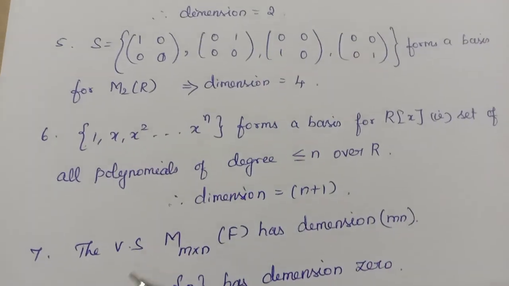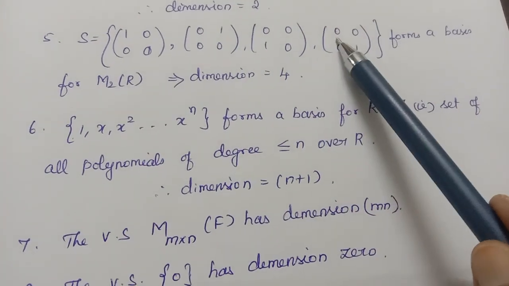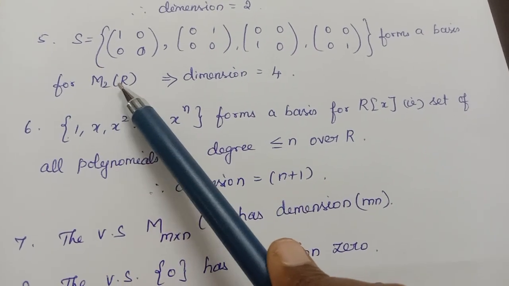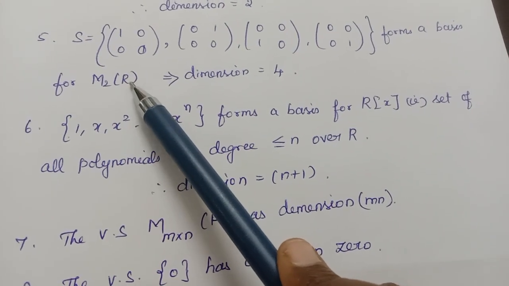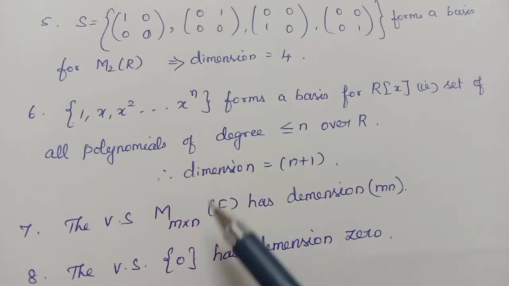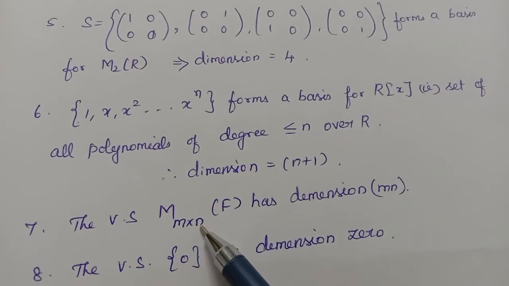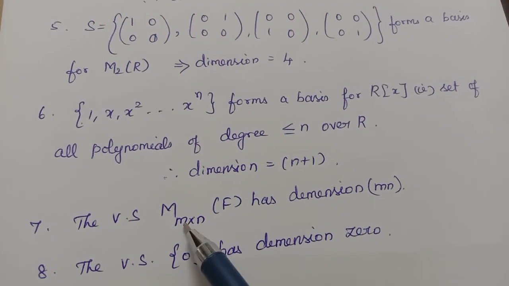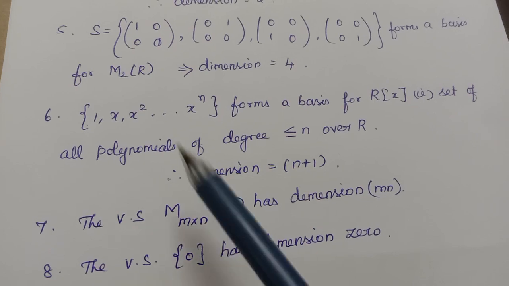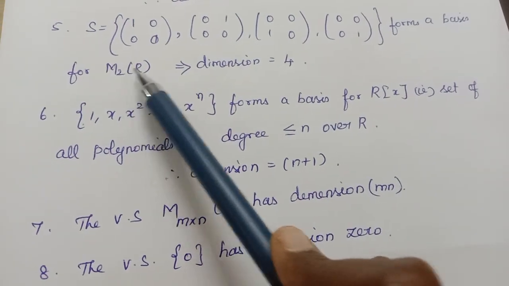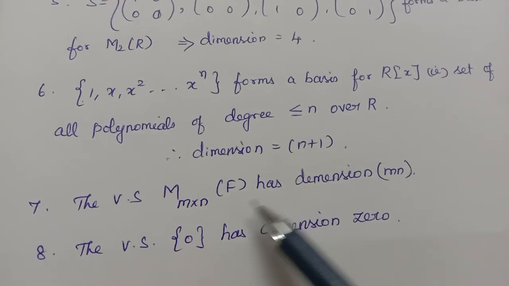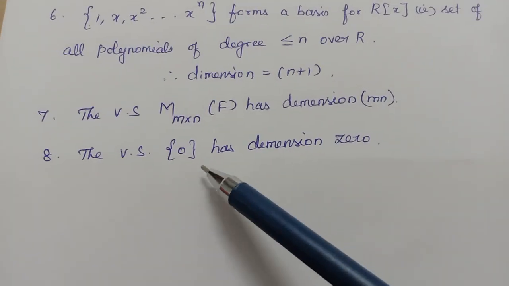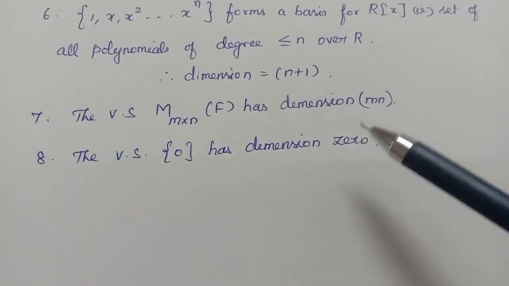The next one is a generalization of the result for M2 of R. What do you mean by M2 of R? Set of all 2 by 2 matrices with real numbers, the set of all 2 by 2 real matrices. In the same way, if you take the set of all m by n matrices over any field F, its dimension is m into n, that is, number of rows into number of columns. Here 2 by 2 matrices, so it is 2 into 2 equal to 4. This is the generalization of the fifth result. And this is the 0 vector space and its dimension is 0.